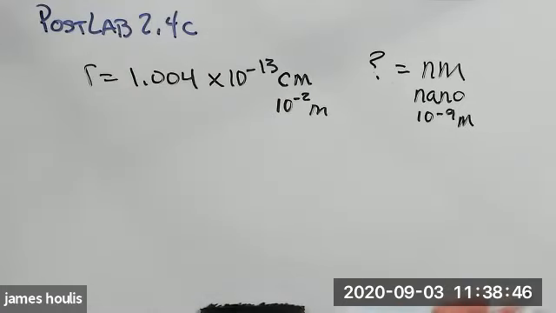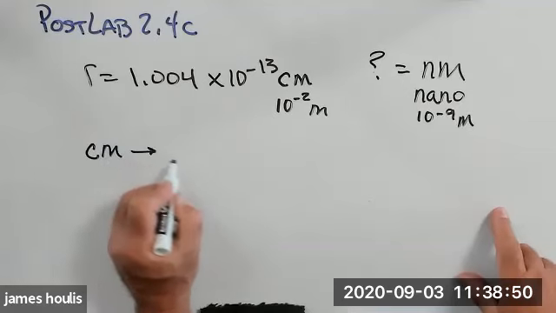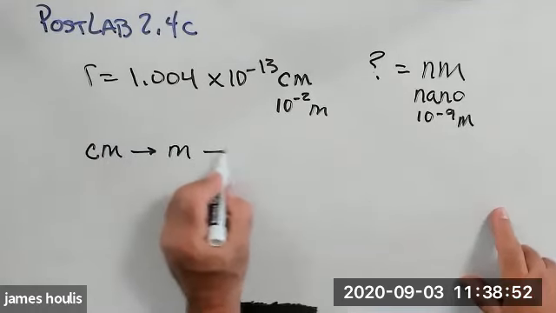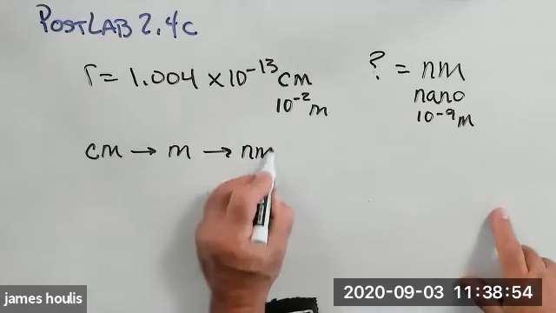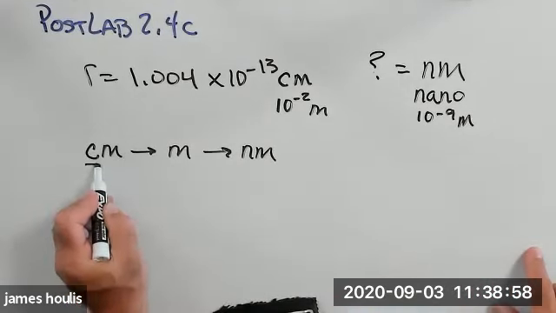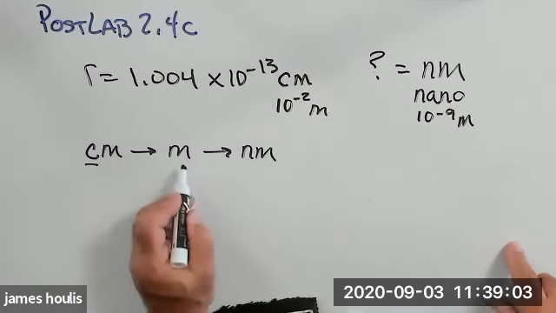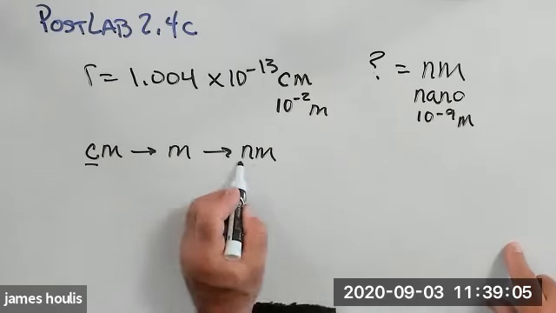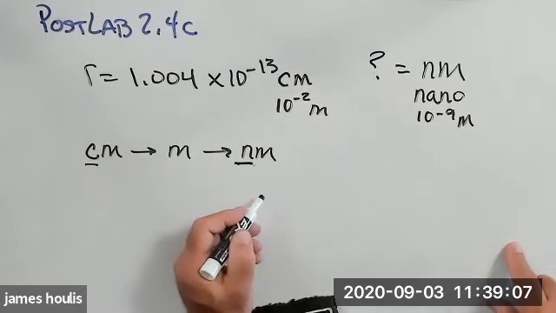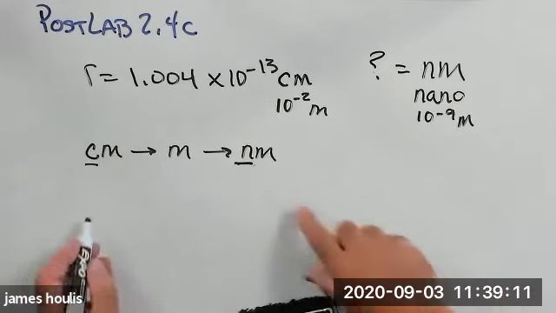There are a lot of pathways to do this. The particular pathway I'm going to show you today is centimeters to meters to nanometers. In this pathway, we start with a prefix centi. We remove that by conversion to meters. Then we put the nano prefix back on the base unit meter, okay? So we're going to do that.